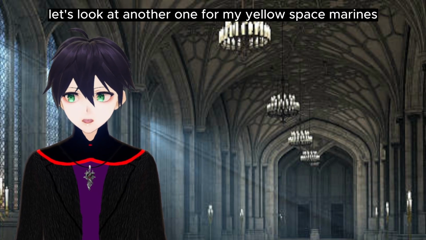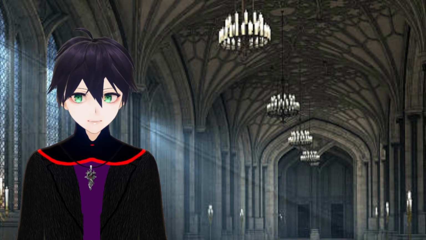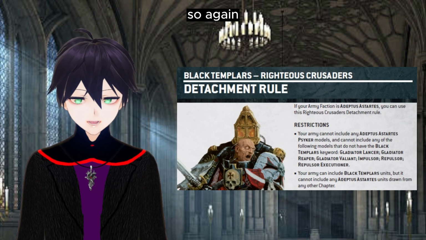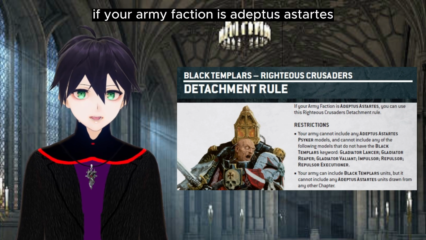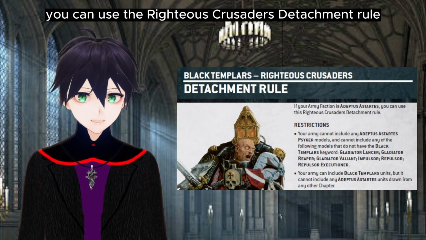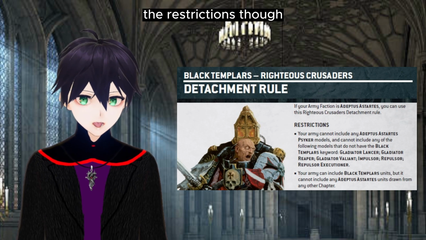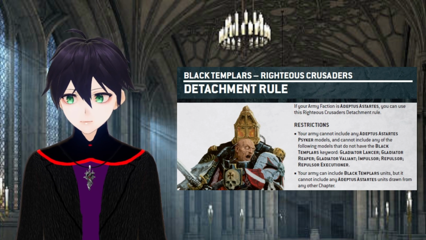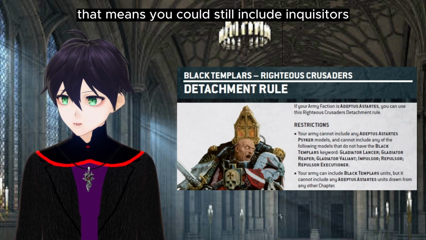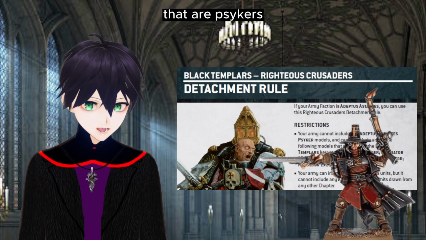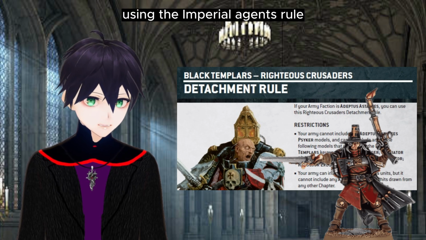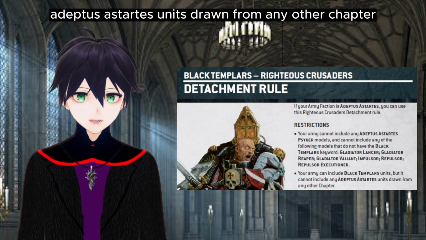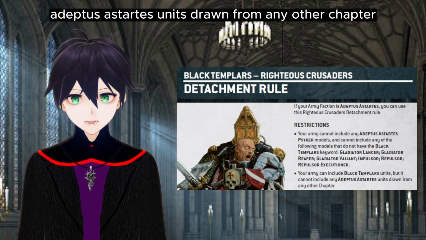Let's look at another one for my yellow Space Marines. The Black Templars Righteous Crusaders detachment rule. So again, if your army faction is Adeptus Astartes, you can use the Righteous Crusaders detachment rule. The restrictions though are that you cannot include any Adeptus Astartes Psychers. That means you could still include Inquisitors that are Psychers, using the Imperial Agents rule. You can include Black Templar units, but it cannot include Adeptus Astartes units drawn from any other chapter.